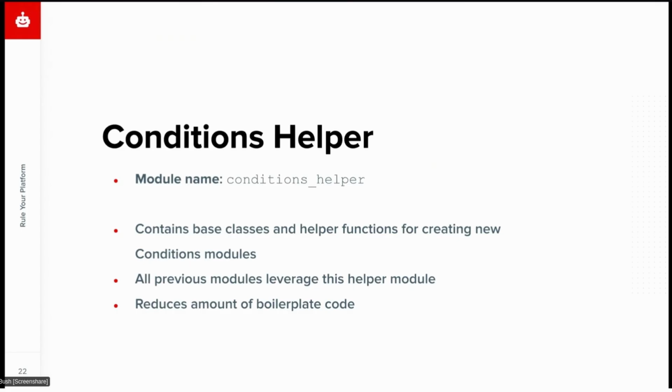So this module, the conditions helper, was used by all of the other 4 or 5 that I just went through. It has some helpful functions and some base classes you can extend from, and it reduces the amount of boilerplate code you need when you're building out your own conditions, if you choose to do so.